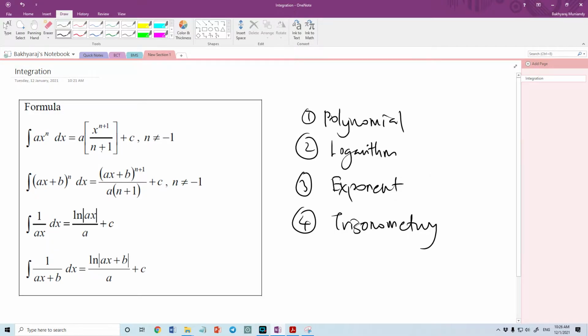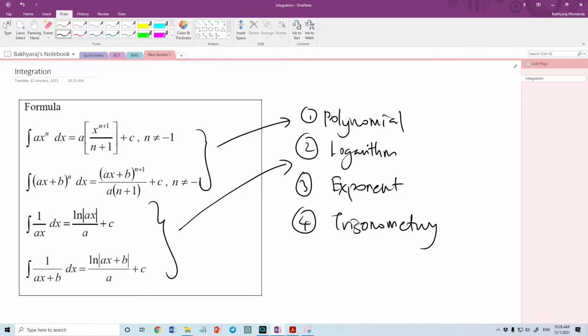Okay, so the first two formulas refer to polynomial. And these two formulas will be referred to logarithm, and then exponent and trigonometry I'll give continuously after a few questions for polynomial and logarithm. So now I'm giving you some exercise so that you can continue with the polynomial formulas and see the formulas better in the exercise.